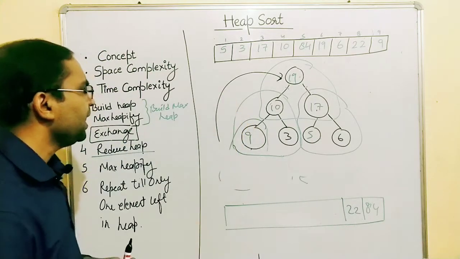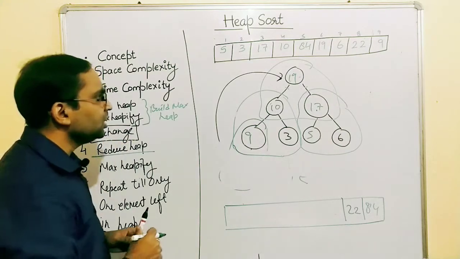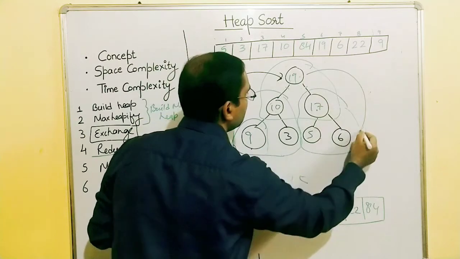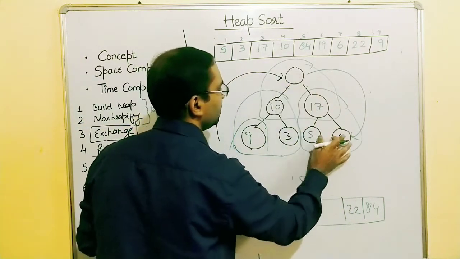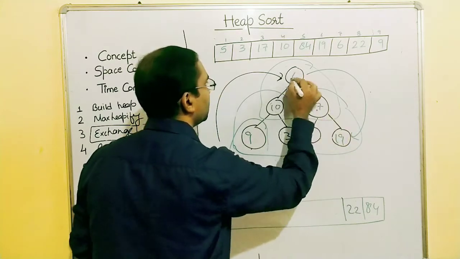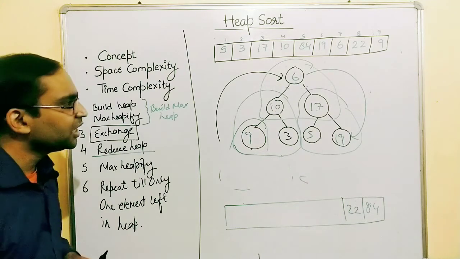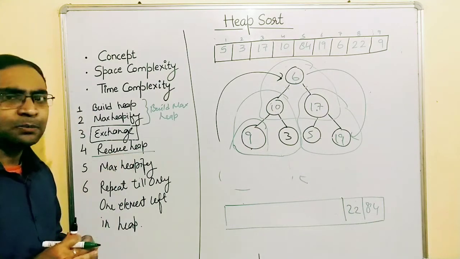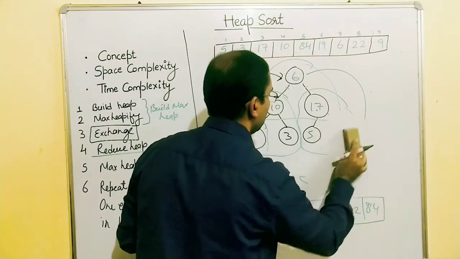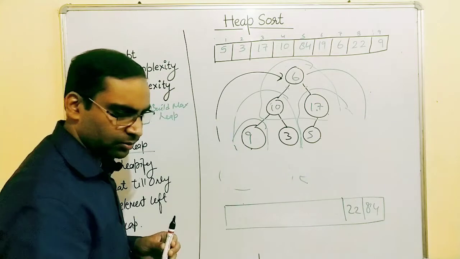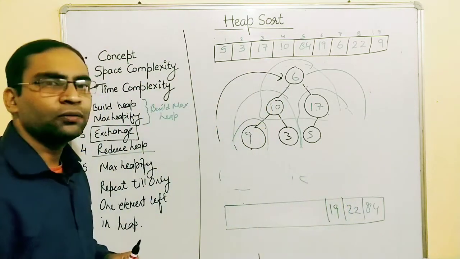So once we have got the max heap, again we need to perform exchange. This time we'll exchange the root with the last element. So the root is 19, so 19 will come here and 6 will go up. So this is the exchange. And once we have done the exchange, we need to reduce the heap. That means we need to extract this 19 from this heap, because 19 will come this side. So the 19 is out of the heap.